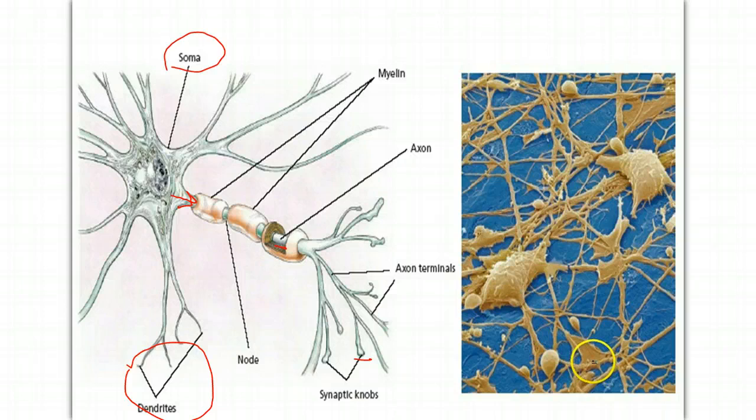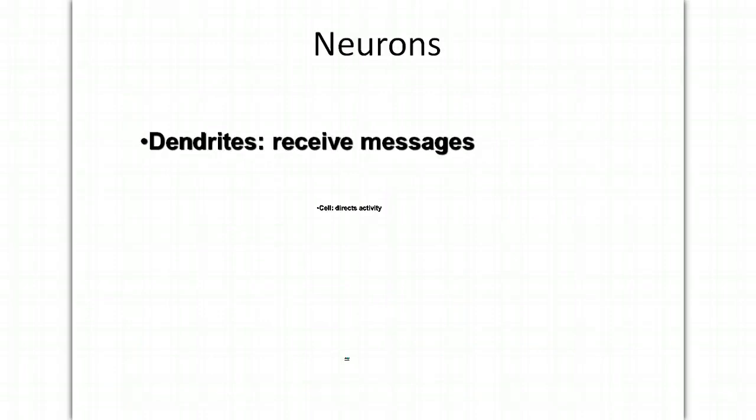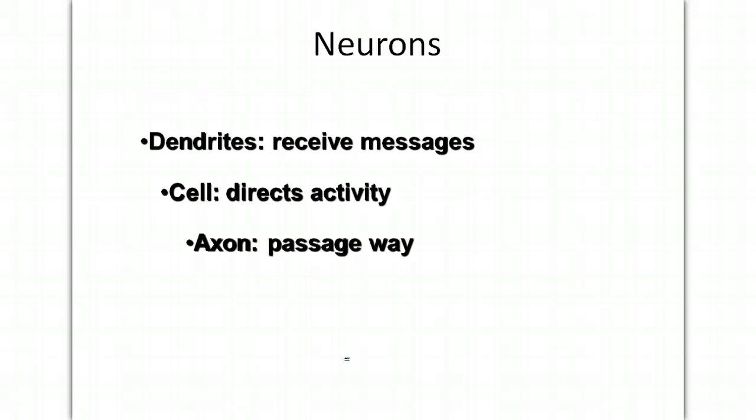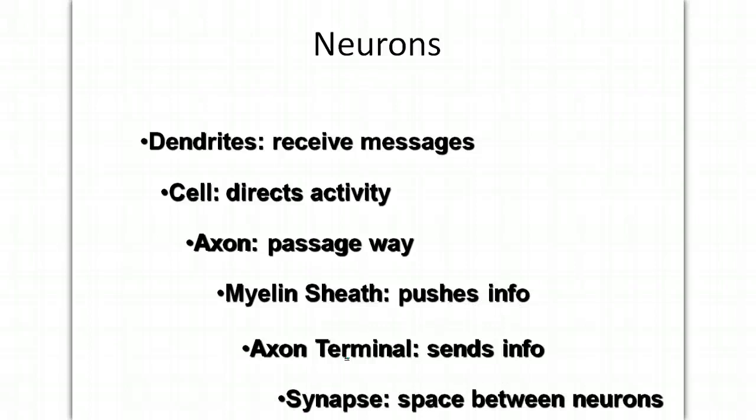One of the questions that come to my mind is, how do we go from one neuron here to multiple neurons, right, to be able to have complex behaviors? So remember, dendrites receive messages, cells direct activities, or the soma. We have the axon, which is a passageway. We have the myelin sheath that helps push the information and protects it. Right, and then we have the axon terminal that sends the information. And then we have a synapse, or a space between the neurons, to be able to jump over.